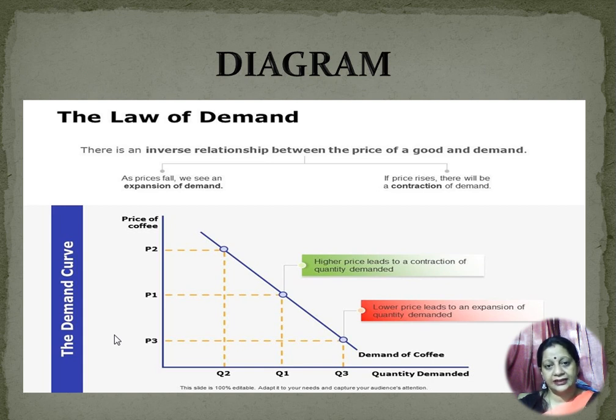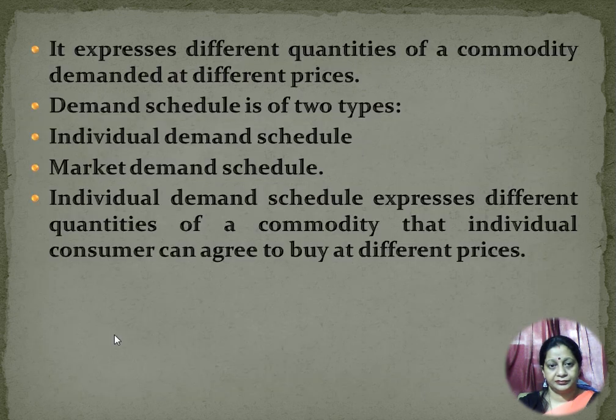So this is the graphical representation of the law of demand, and the slanting curve, the straight line, is known as the demand curve. It expresses different quantities of a commodity demanded at different prices. Demand schedule is of two types: individual demand schedule and market demand schedule.